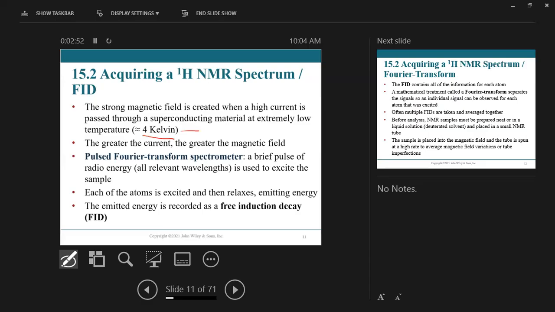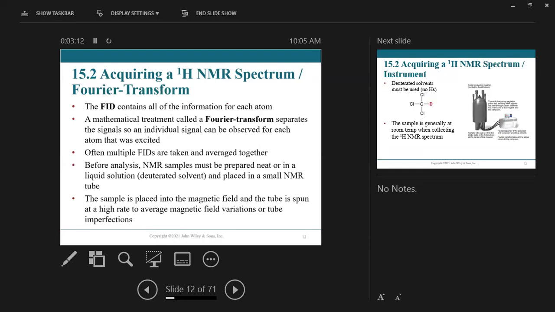How do you get that? I don't know why they don't mention this, but you have to use liquid helium. And to cool down the liquid helium, you use liquid nitrogen that pulls heat away. If you run out of liquid helium and you don't maintain this temperature, you quench the instrument and you basically have a useless instrument.